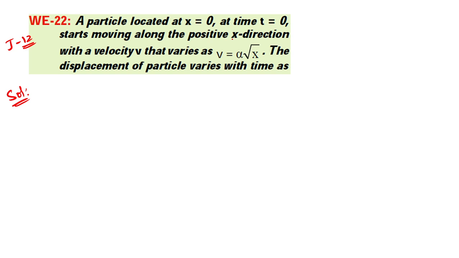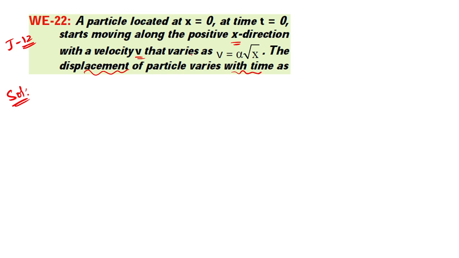It starts moving along the positive x direction with a velocity v that varies as v equal to alpha, some constant, under root of x. The displacement of the particle varies with time. So velocity varies with the displacement, we already have that. Now I need to find how displacement will be varying with time. Are you getting my point here?